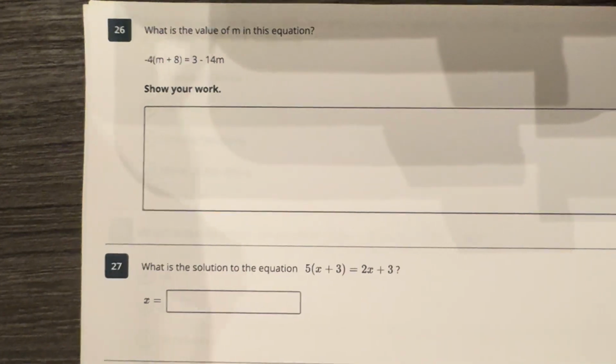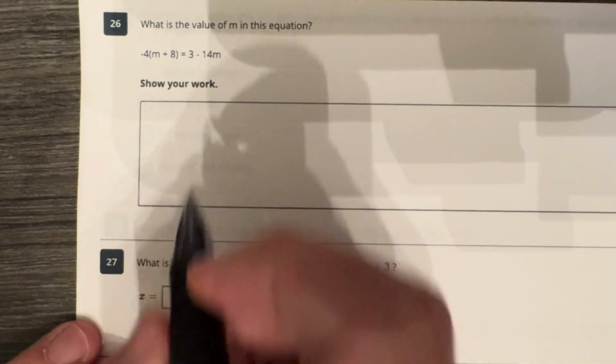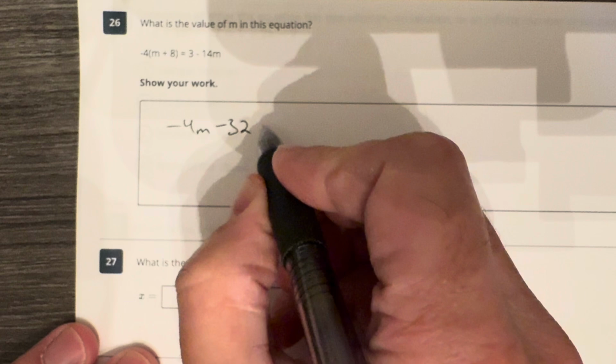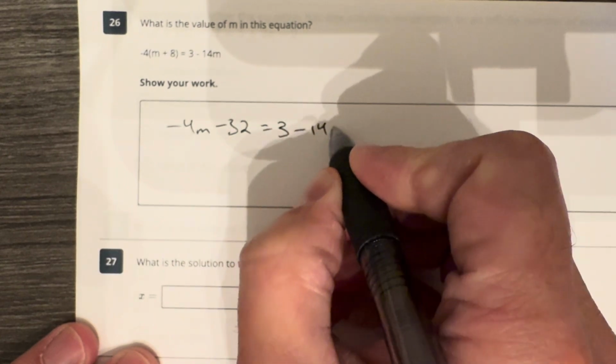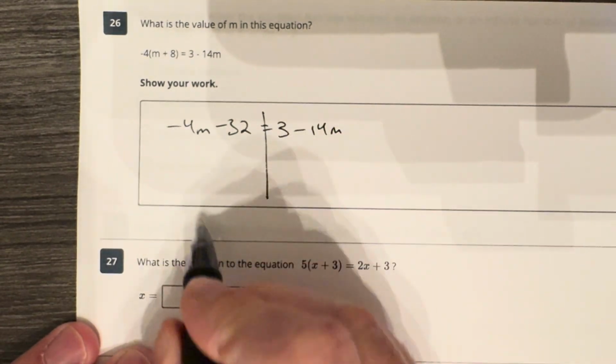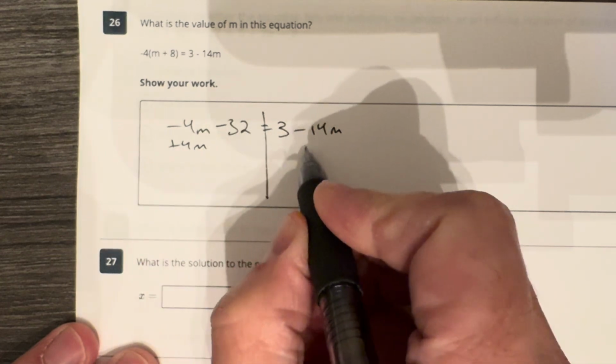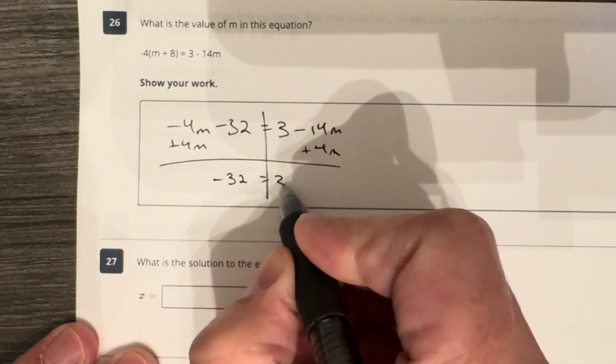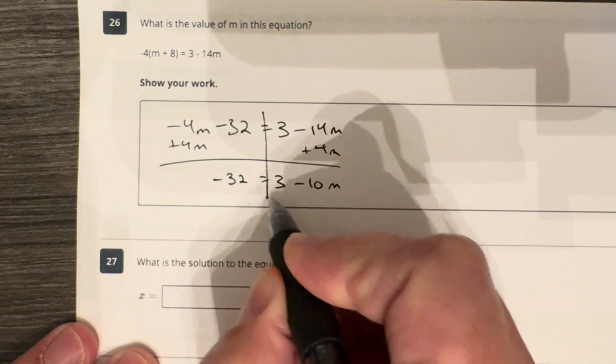Okay, number 26. What is the value of m in this equation? Okay, so I'm going to distribute and solve. So negative 4 times m is negative 4m. Negative 4 times positive 8 is negative 32. That's going to equal 3 minus 14m. Can't do anything on the right-hand side. So I'm going to add 4m to both sides. And that's going to leave me with negative 32 equals 3 minus 10m.